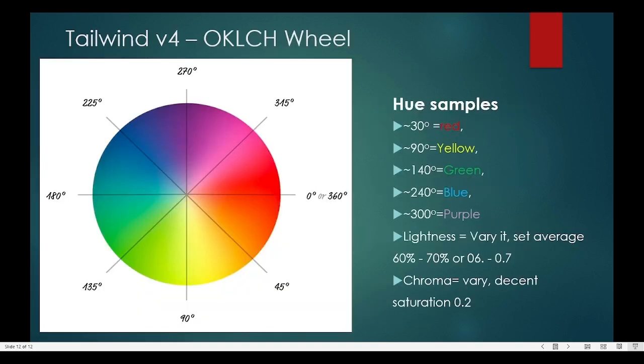If you look at the color wheel, you will see how the colors are separated. These are sample colors. Approximately 30 will be red, approximately 90 will be yellow, and 140 will be green, and 240 will be blue, and also 300 approximately will be purple. You can vary lightness. An average setting for lightness may be between 60 to 70% or 0.6 to 0.7. And the chroma varies. A decent saturation will be 0.2.